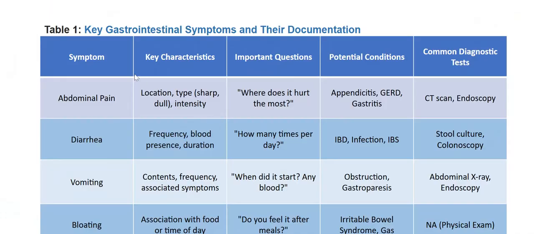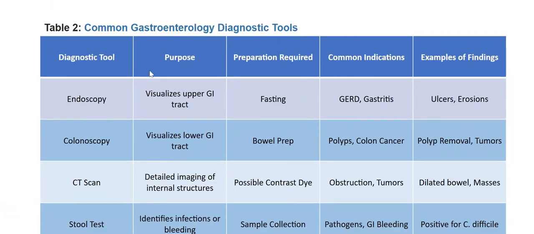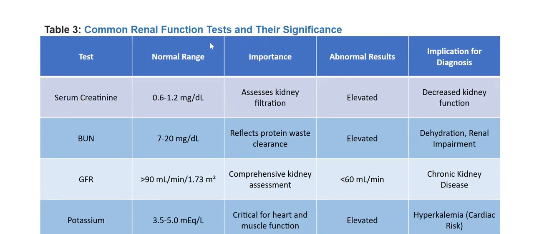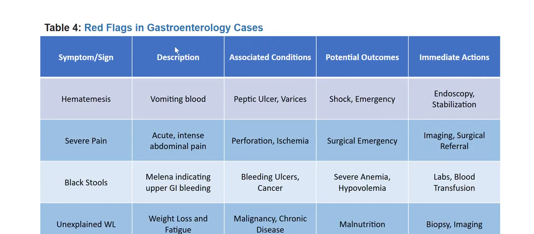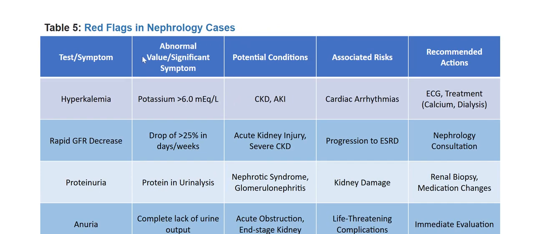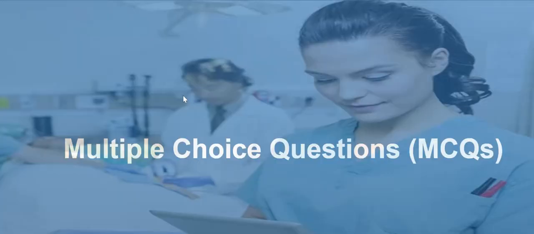Summary tables. Here we have a table on key gastrointestinal GI symptoms and their documentation. Table on common gastroenterology diagnostic tools. Table on common renal function tests and their significance. Table on red flags in gastroenterology cases. Table on red flags in nephrology cases. And then next, we will revise what we have covered in this lecture through some MCQs or multiple choice questions.